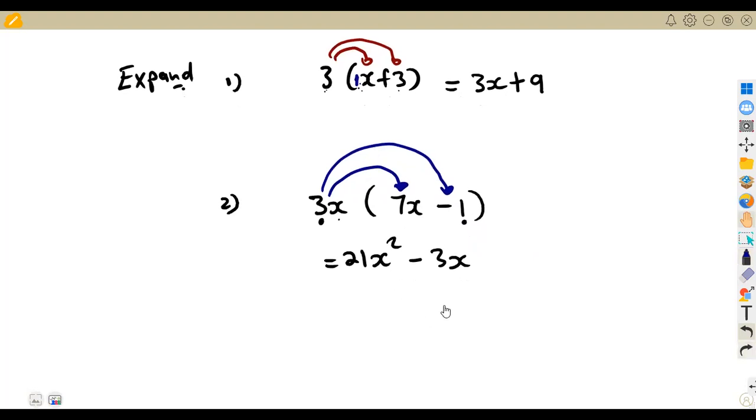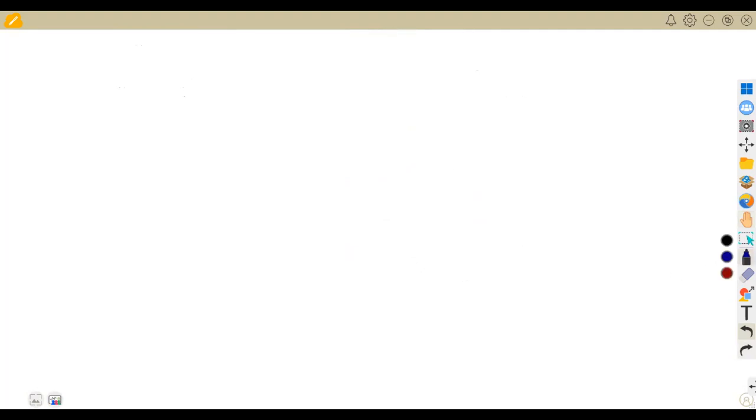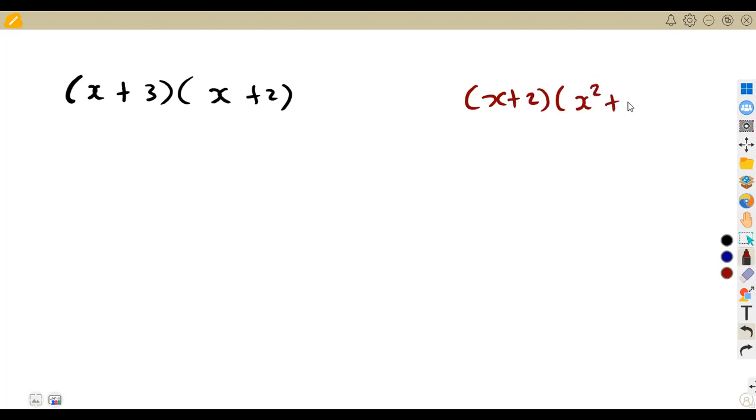Expansion can also be on a condition where you have two brackets. Those are the typical questions that we see. So I'm just going to give an introduction to those questions. Consider that I'm given x plus 3 being multiplied by x plus 2, or maybe I can have x plus 2, in this case, multiplied by the bracket of x squared plus 2x plus 1, like this.